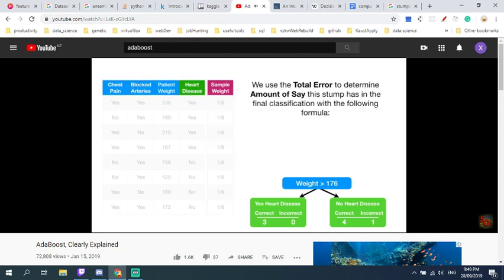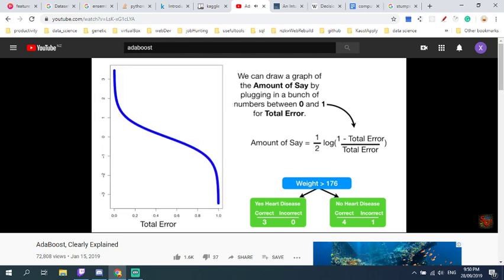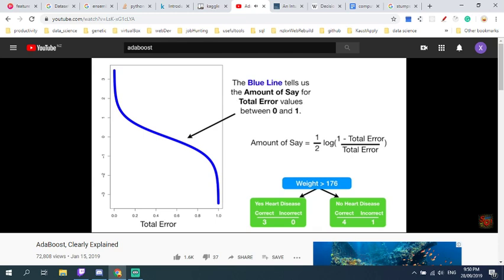We use the total error to determine the amount of say this stump has in the final classification with the following formula. Amount of say equals 1/2 times the log of (1 minus the total error) divided by the total error. We can draw a graph of the amount of say by plugging in a bunch of numbers between 0 and 1 for total error. The blue line tells us the amount of say for total error values between 0 and 1.